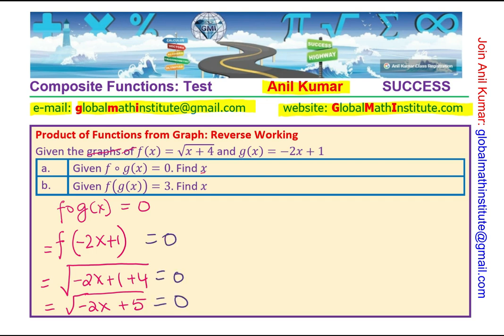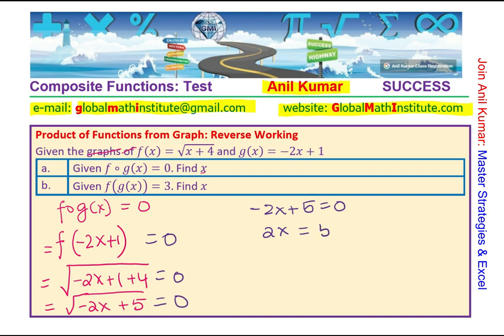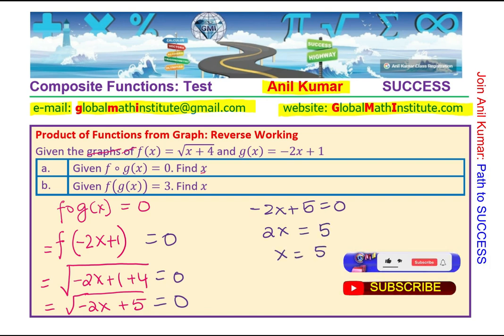You get the idea. So basically, that is what we need to solve. And from here, we can get the value of x, right? So that's simple. You can square both sides. So you can say minus 2x plus 5 is equal to 0. 2x equals 5. x equals 5 by 2, or you can also write x equals 2.5. Make sense? So that is how you could actually solve this question.